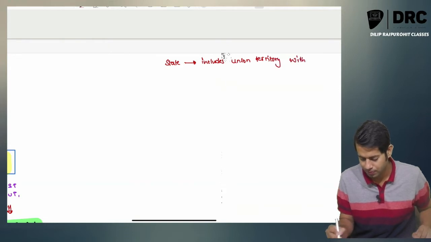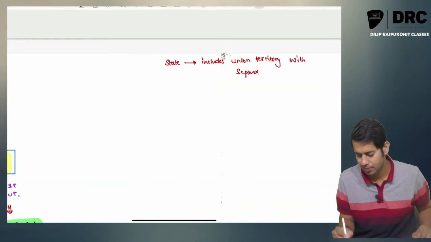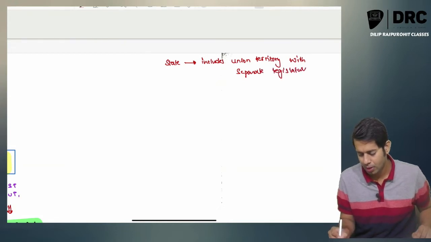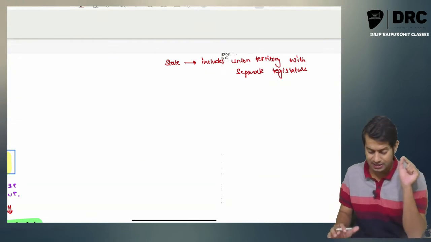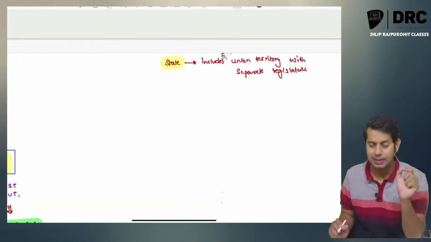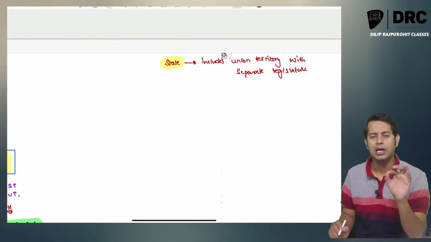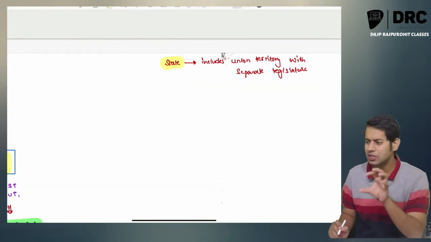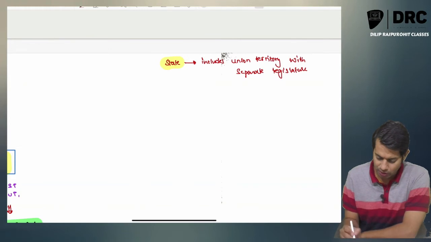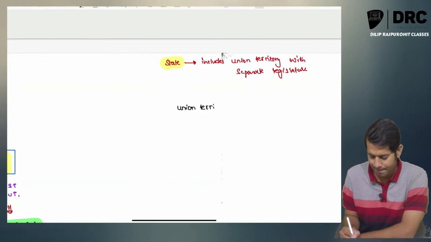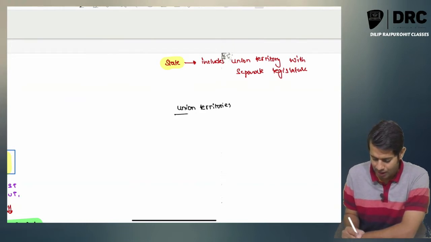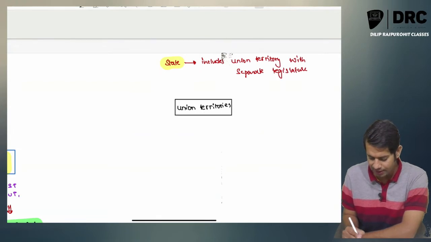with separate legislature. The state definition says that the state includes a union territory with a legislature, a union territory which can have its own government. So now the question is, sir, how many union territories do we have in India and which are those union territories?